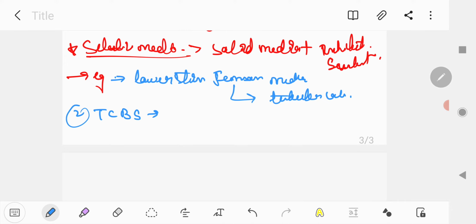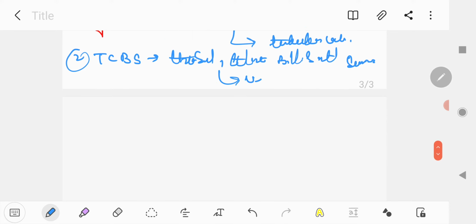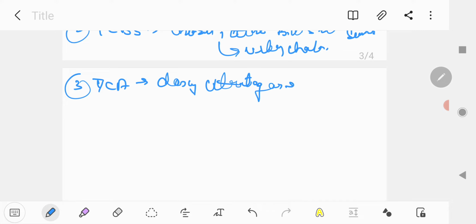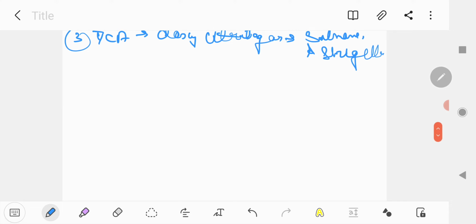TCBS, the full form of TCBS is thiosulfate citrate bile salt sucrose, used for Vibrio cholerae. You can take down my notes. Then the third one is the DCA. What is DCA? Deoxycholate citrate agar, used for Salmonella and Shigella, used for both. Fourth example, XLD.